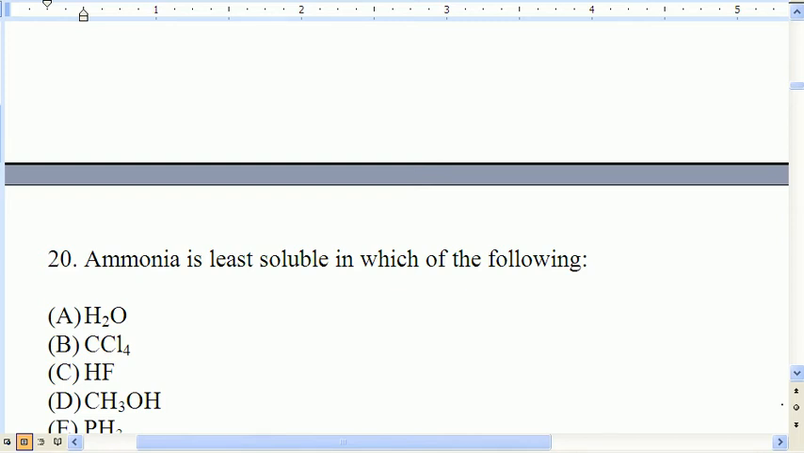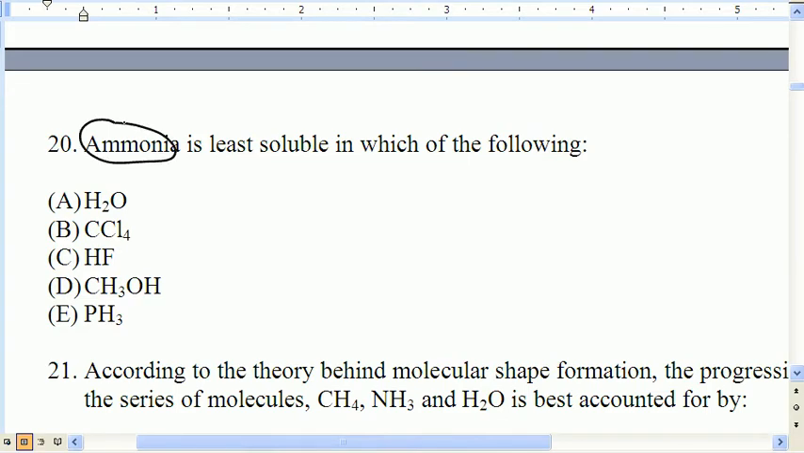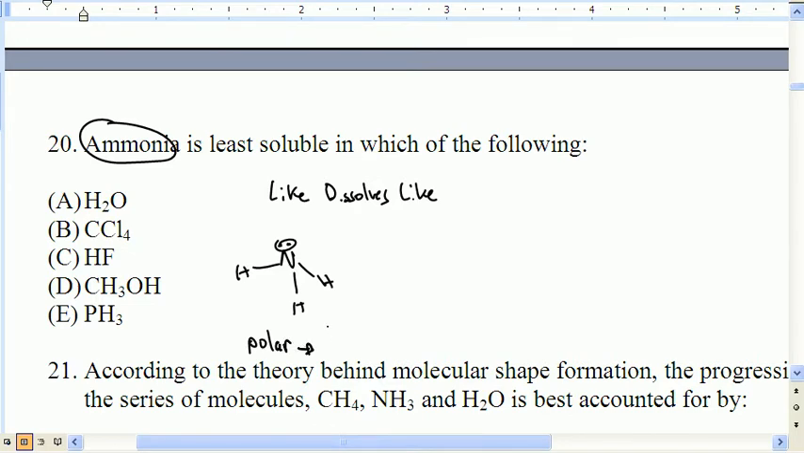Back doing part 2, starting on multiple choice 20. It says ammonia is least soluble in which of the following? So we're going to be doing like dissolves like here. Ammonia looks like this. So it's polar, which means that it's got hydrogen bonding because we have hydrogen bonded to either N, O, or F, and that's the one we have going on here.